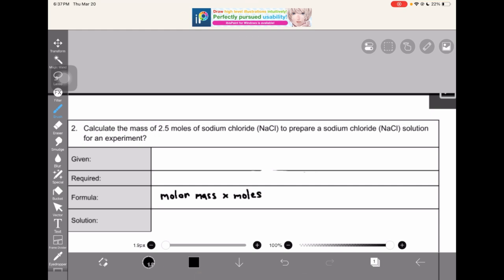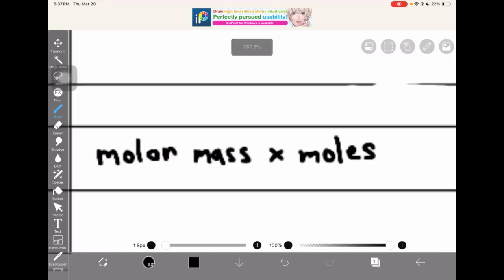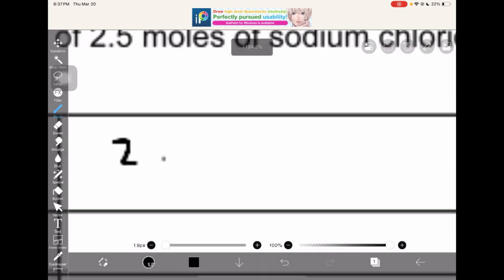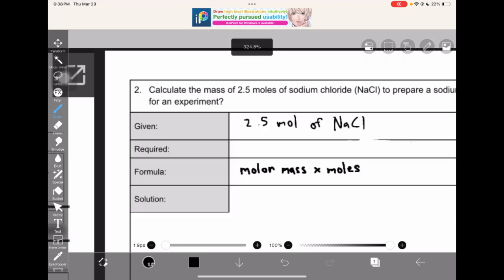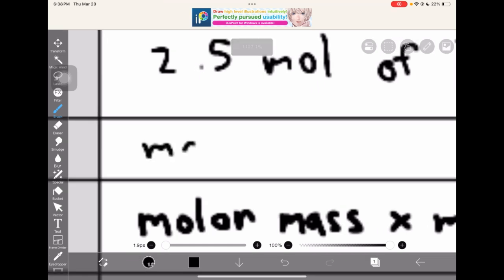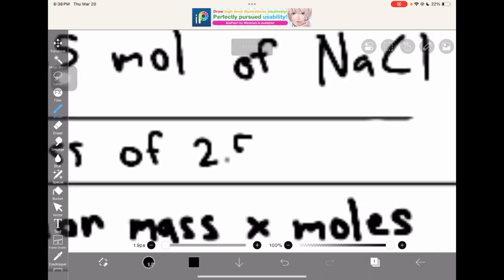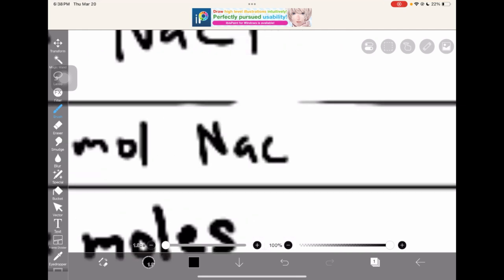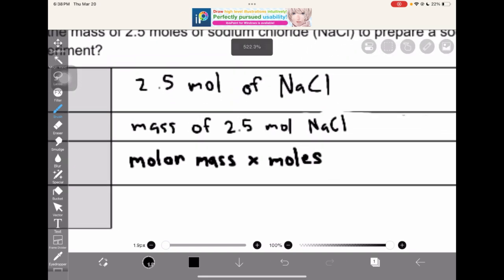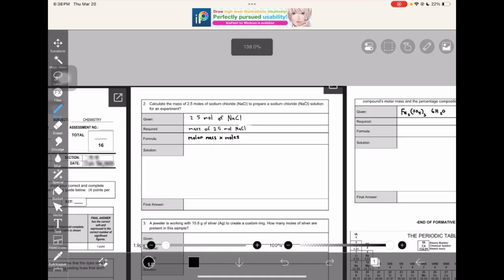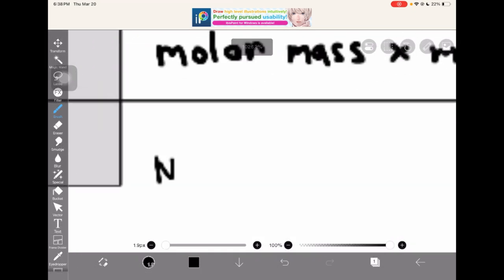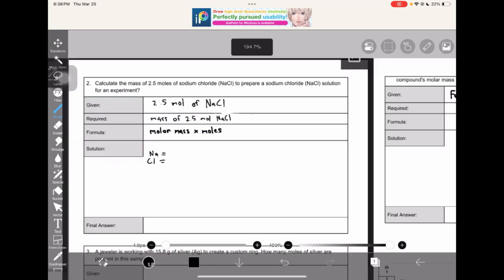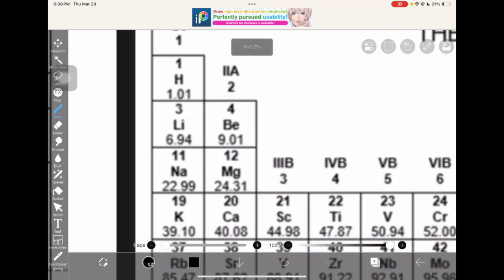Calculate the mass of 2.5 moles of sodium chloride to prepare a sodium chloride solution for an experiment. Okay, so this is the formula indeed. We are given 2.5 moles of NaCl, and we want the mass of 2.5 moles of NaCl. Now, to solve this one, we just need to use this formula. So we need to find the molar mass first of NaCl. There's no exponent, so we just find Na and Cl. Okay, Na is over here, and that's 22.99.